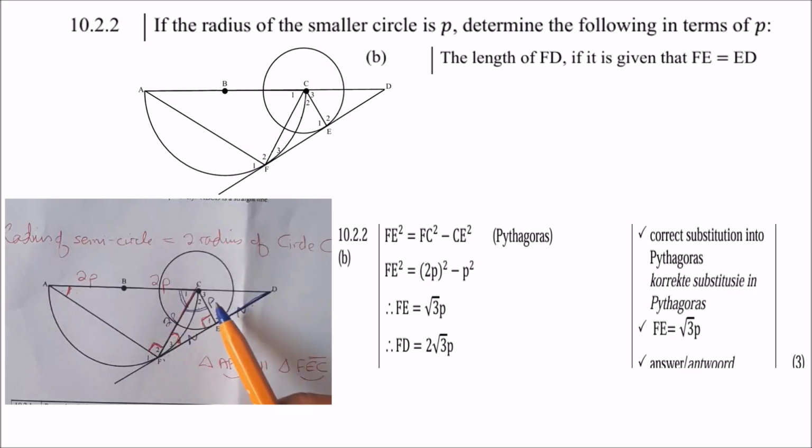Now remember that this is P from the previous question, and of course that is 2P. So inside this triangle, I can use Pythagoras by saying that FE squared is FC squared minus EC squared. That gives you 2P squared minus P squared, which is, of course, the square root of 3 times P if you simplify. So therefore, FD is twice the square root of 3 times P.